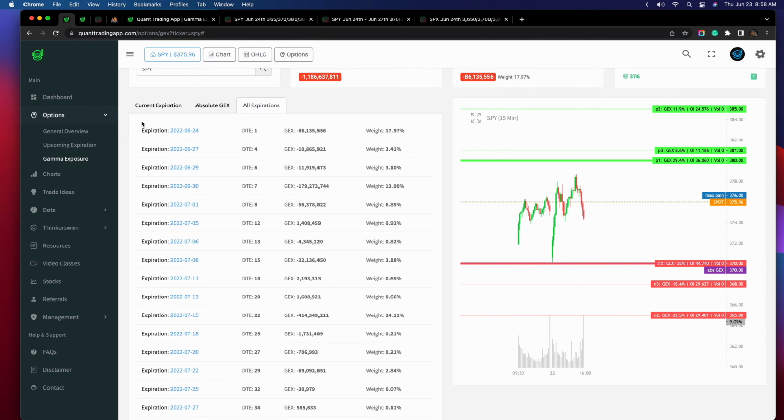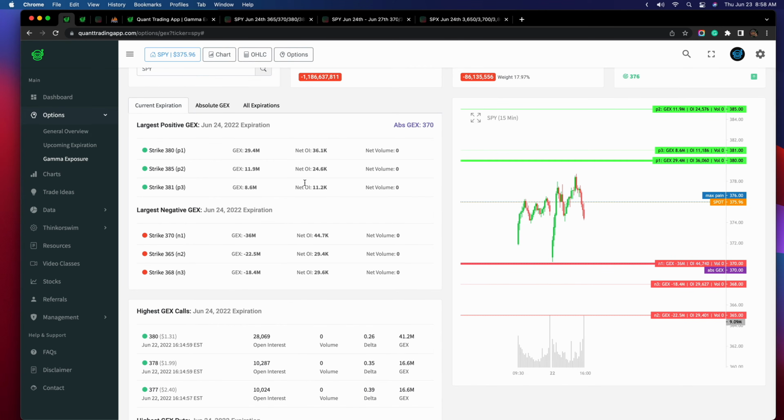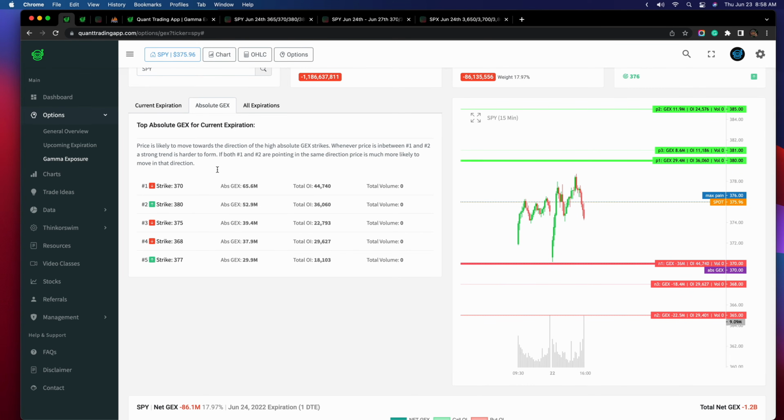I'm going to show you guys how I'm using the information. So as we come to the current expiration, let's go to the absolute GEX panel here. This is telling us that the absolute gamma strike, which is 370, is currently below the spot price, and price is generally going to want to gravitate towards these high gamma exposure strikes.